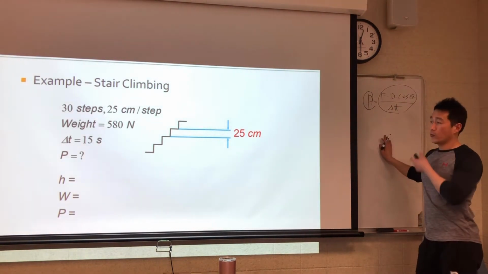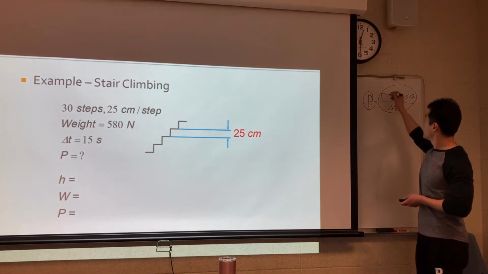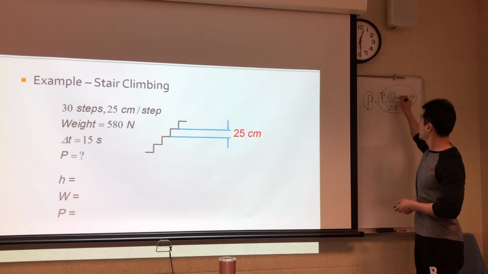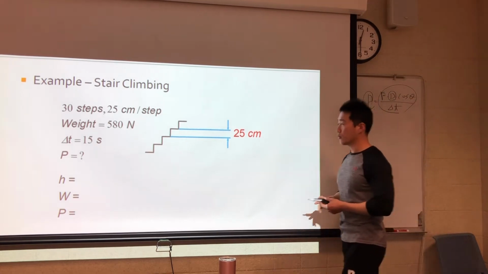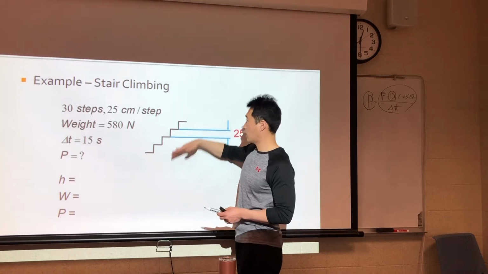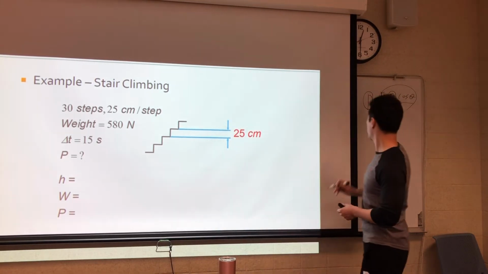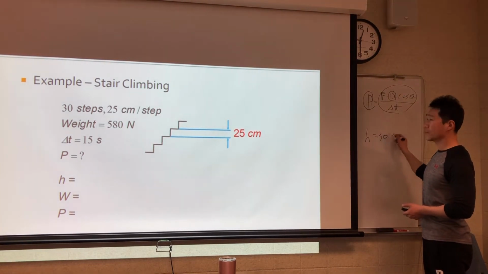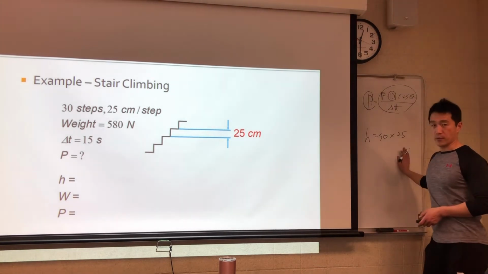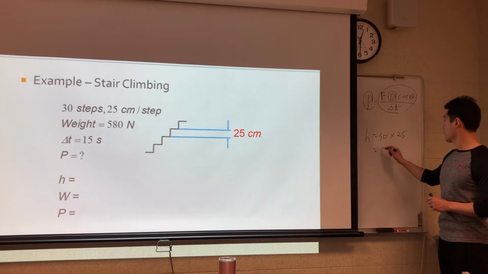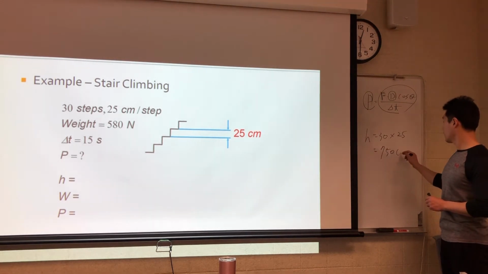Then we have the force here, 550 newtons, and then displacement. In order to calculate displacement, here displacement is actually height, from the bottom to the top of the stairs. So 30 steps for height or displacement, 30 steps times 25 centimeters, because each step is 25 centimeters high. So that is 750 centimeters, which is equal to 7.5 meters.